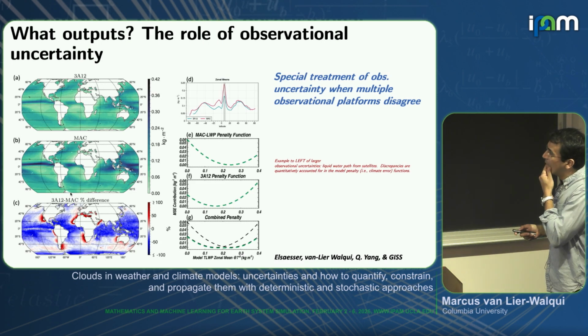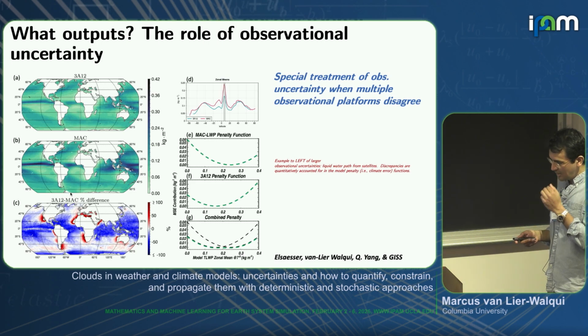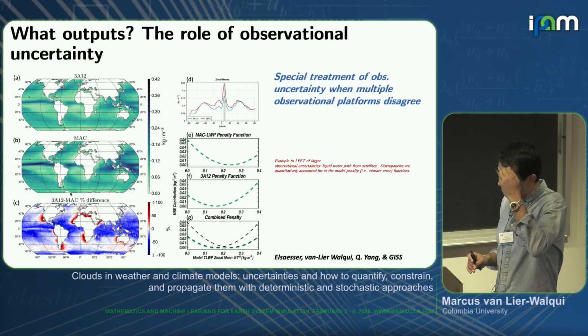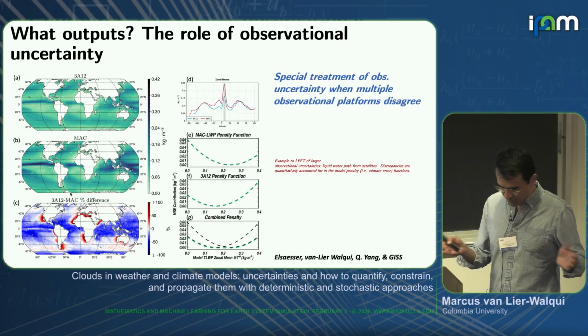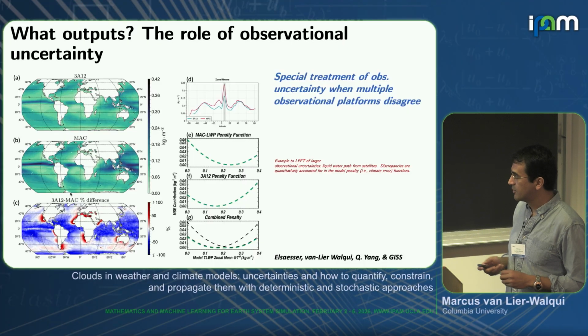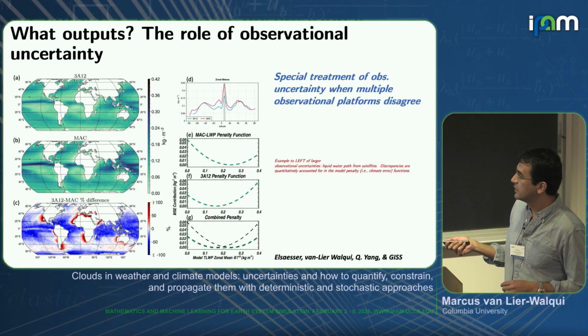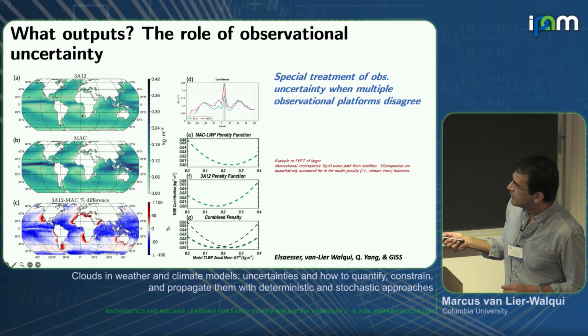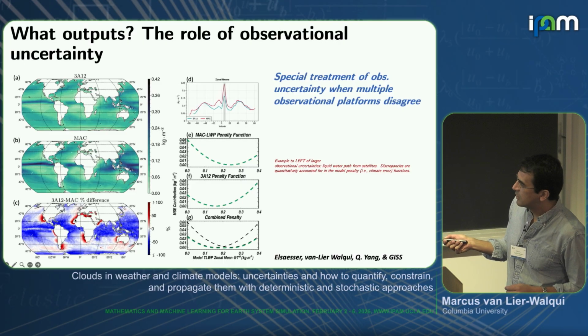OK, what about observations? What outputs? There are some things that need to be considered here, and I think this is something to keep in mind for all endeavors using actual observations. These are two different products. What are these? Liquid water path, I believe. And they differ in different parts by over 100%. So just two different satellite products, and what's true?